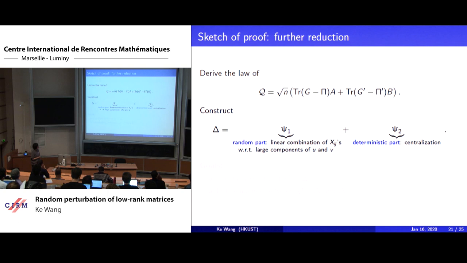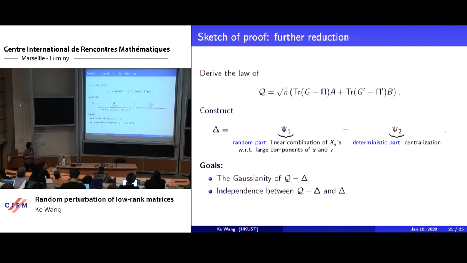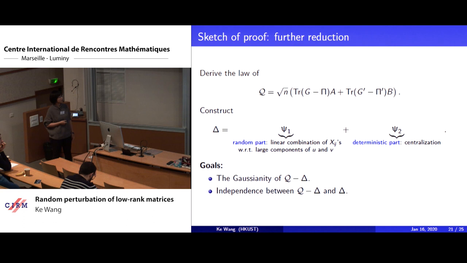What we do is construct a random variable delta that is composed of two parts, C1 and C2. The first part is a random part. This is basically a linear combination of the random matrix entries X_ij with respect to the specific entries in the singular vectors. And this part will prevent delta from becoming normal. The second part is the deterministic part, basically used to centralize Q. So what we actually want to do now is to show that Q minus delta is asymptotically Gaussian, and this will be the normal random variable we see in the conclusion. We also want to show that Q minus delta and delta are asymptotically independent.